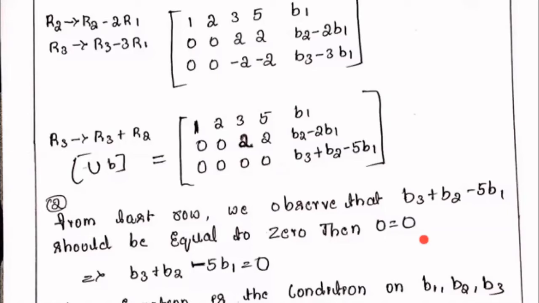So in the second question, what they've asked is what is the condition for b1, b2, b3 to have a solution, right? In order to have a solution from this matrix, you can observe that when you multiply the variables with the last row, the left hand side is equal to 0, and the right hand side will be b3 plus 2b2 minus 5b1. That is not possible in general, so what you do is equate this to 0, so that you get the 0 is equal to 0 format. So this is the condition it should follow.